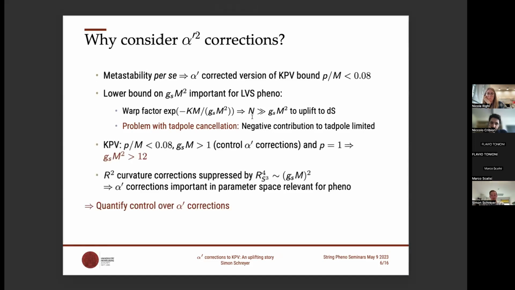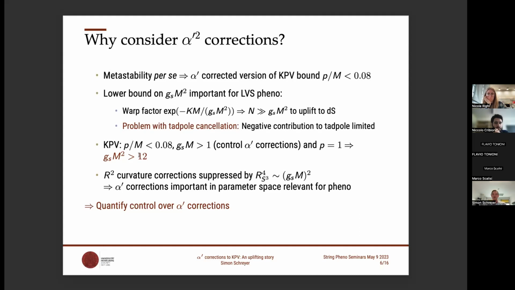Let's see what kind of bound follows from the KPV analysis for the quantity GSM squared. We have seen that P over M should be smaller than 0.08 for the metastability. And additionally, the quantity GSM, which is proportional to the radius of the S3 at the tip of the throat, should be bigger than 1 to control alpha prime corrections. If we then choose the number of antibranes to be 1, then we obtain that GSM squared should be bigger than 12. So this is the bound from KPV.